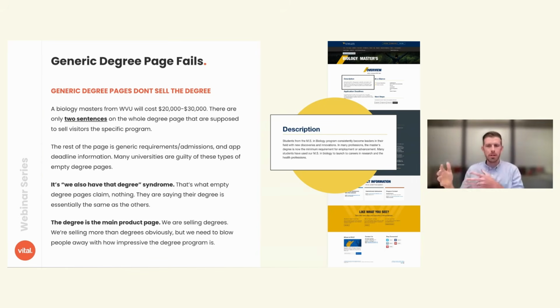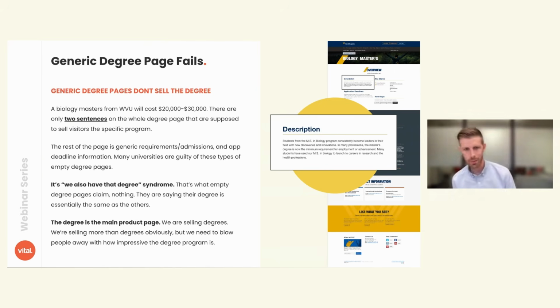And that is the opportunity missed on a lot of degree pages. They look a lot like this. They are very devoid of any content that is actually describing or selling that specific degree program. A lot of times we have that degree syndrome: yep, they have a biology master's, we have a biology master's. Since we're not going to describe it very much, I think it's safe to say these are very comparable degrees. They have one, we have one, we also have one.